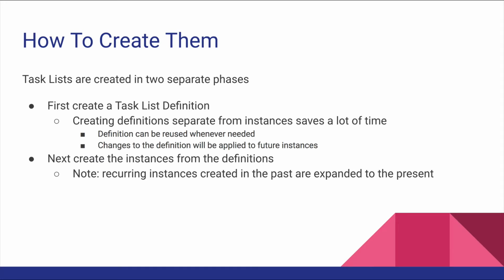Task lists are created in two separate phases. First, you create the definition, then you create instances. Now, creating the definitions separate from the instances saves a lot of time, especially where the definitions get reused over time, and also when there are changes that need to be made to the tasks themselves. Either you add or delete, or you modify some task. Each new instance will reflect the changes that have been made to the definition. And we'll see this in the examples that we do in Roller.